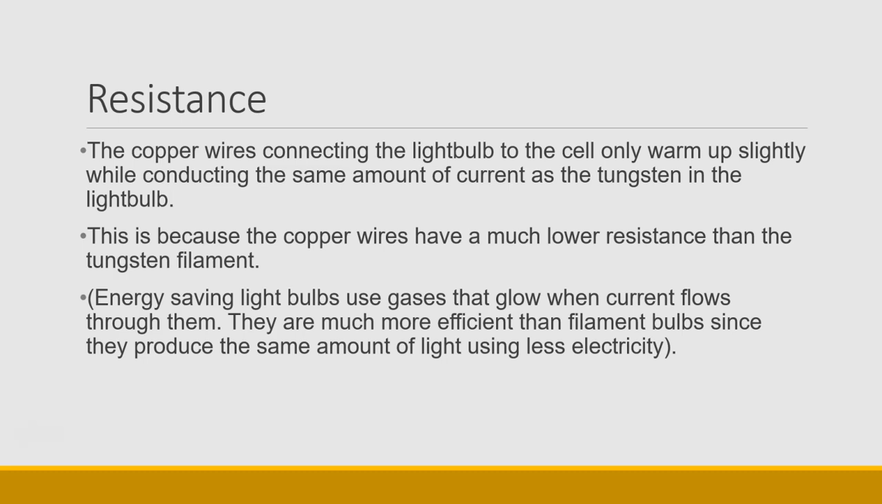Energy-saving light bulbs, instead of using a filament, use gases. And when current flows through, those gases get excited and they produce light. But they produce a lot less heat. So the idea is that with the same amount of energy entering those energy-saving light bulbs, they can produce the same amount of light, but overall they use less electricity because the amount of heat that they release is very, very low.